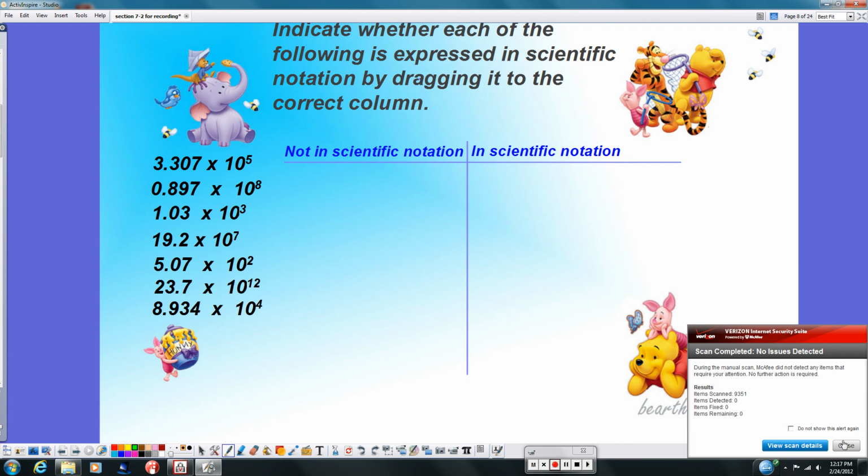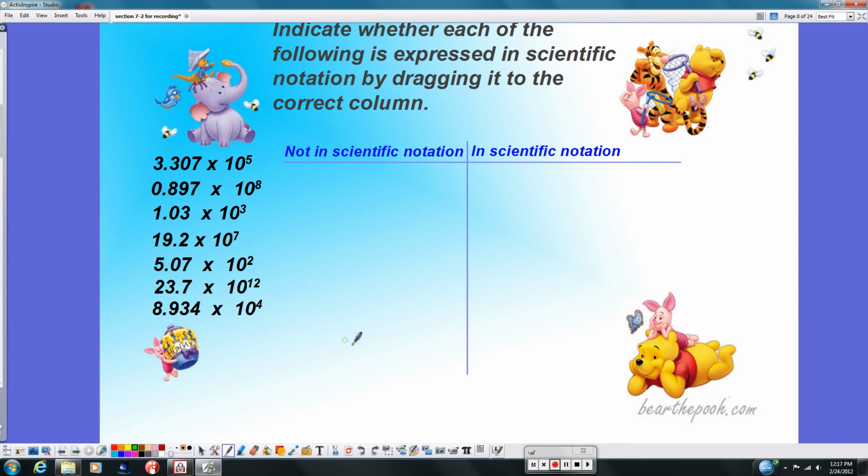So let's take a look at the next one here, and let's see if we can figure out which of these are in scientific notation and which are not.